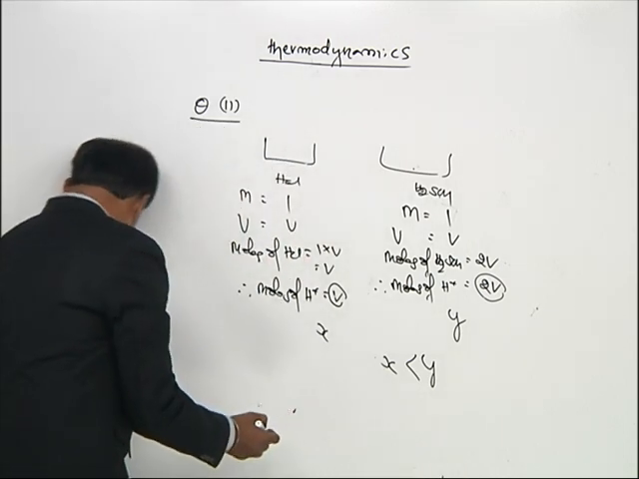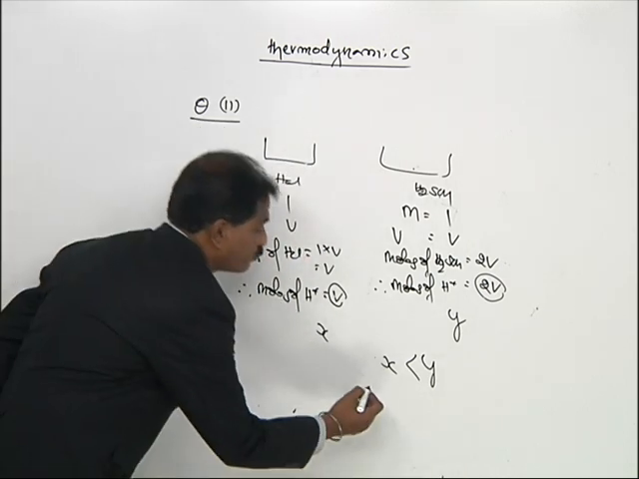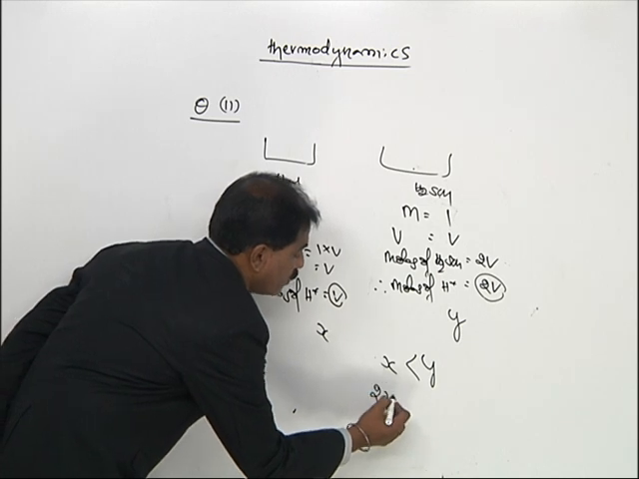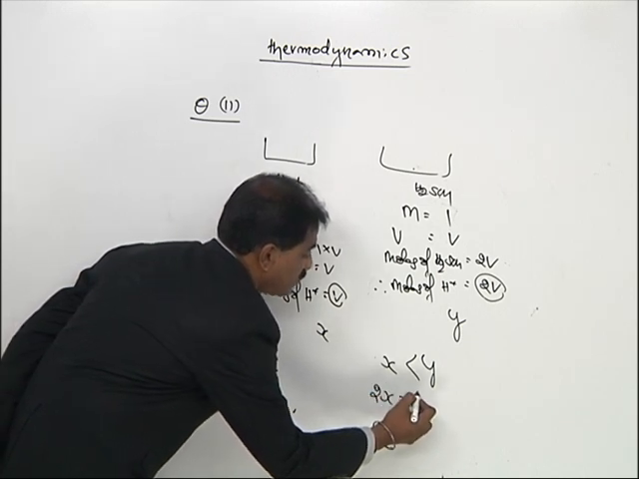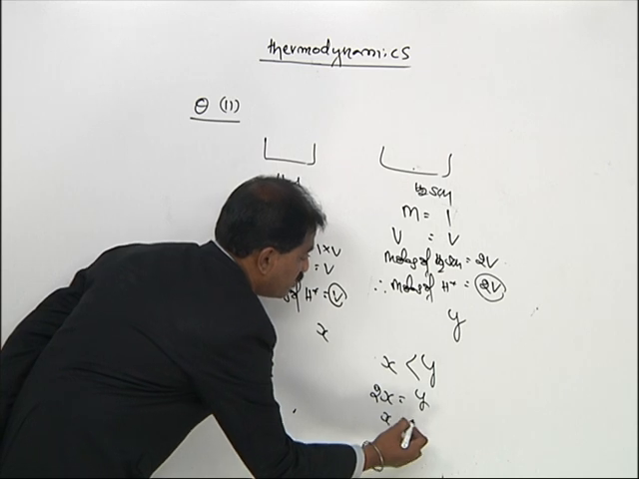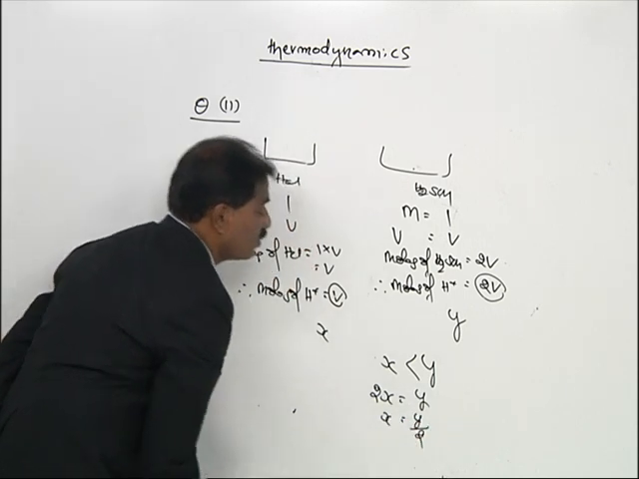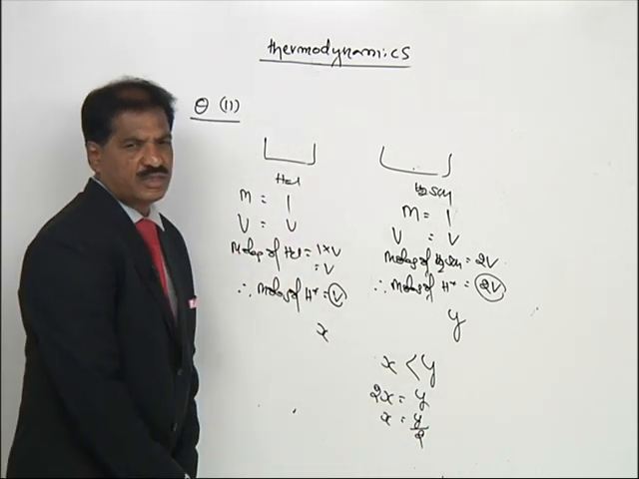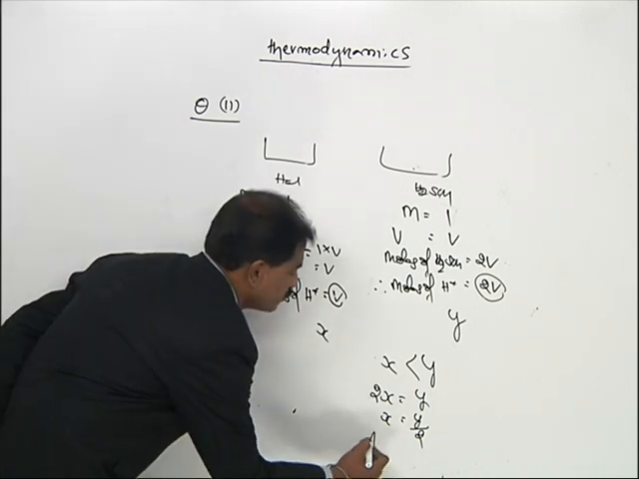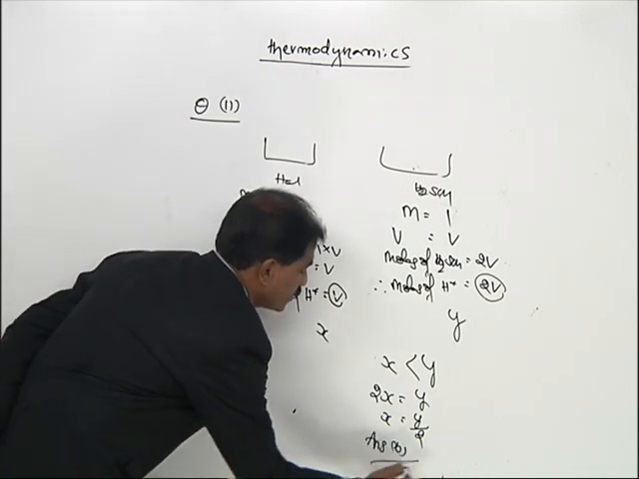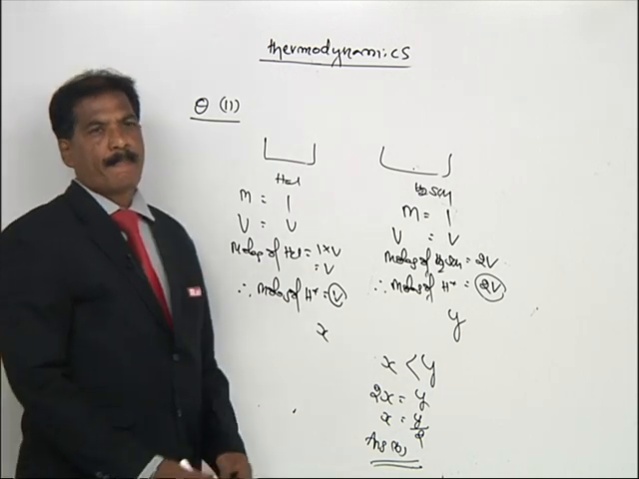Therefore, the quantitative relation is 2X is equal to Y, therefore X is equal to Y by 2. Therefore, answer is B. Okay.